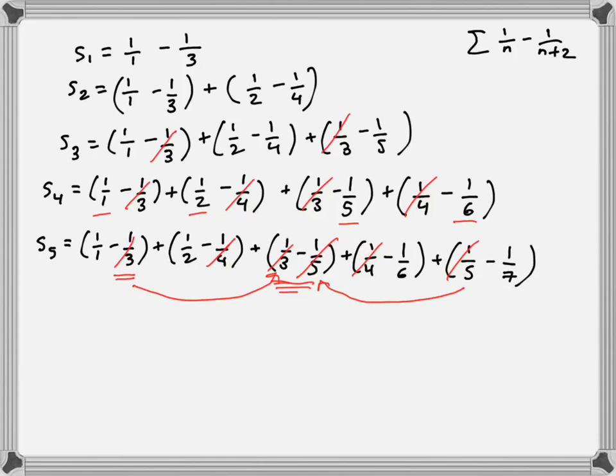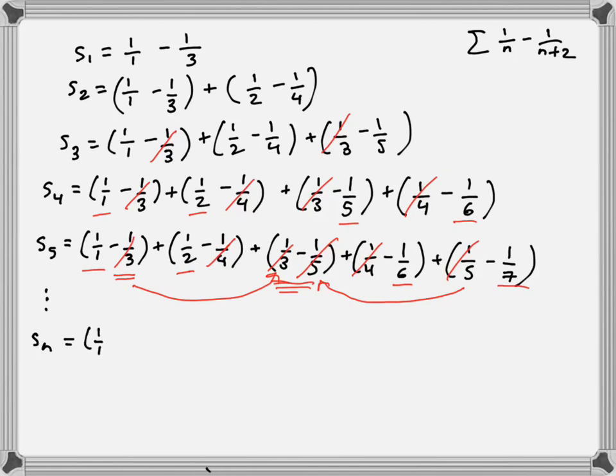So I'm hoping that we see a pattern here. This means that everything except these guys and these guys is always going to cancel, right? Because everything else is going to have something two terms in front and two terms in back in order to get rid of it. So we're ready now for the important one, Sn.